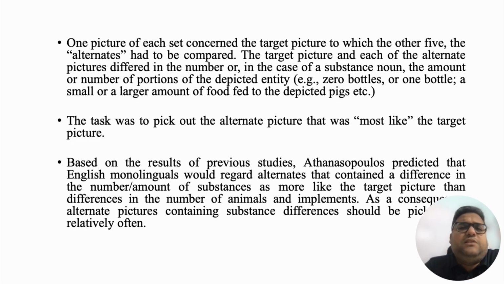Now, based on the results of previous studies done by Lucy and others, Athanasiopoulos predicted that English monolinguals would regard the alternates that contained a difference in the number or the amount of substance as more like the target picture than differences in the number of animals and implements. So, it's basically about the quantity for English speakers, but in the nature of substances for the others. As a consequence, alternative pictures containing substances should be picked relatively often. So, for example, if there are 2 bowls and maybe 2 mounds of sugar, they might be picked equally often.